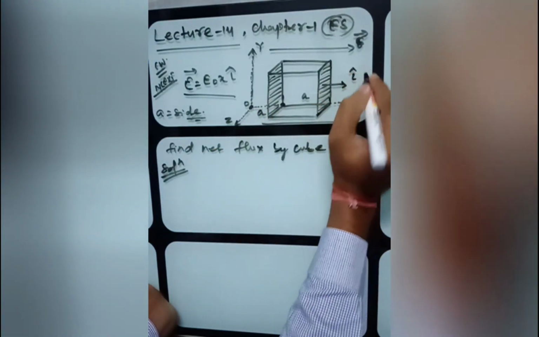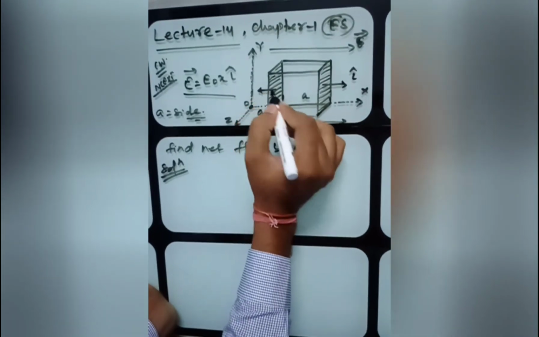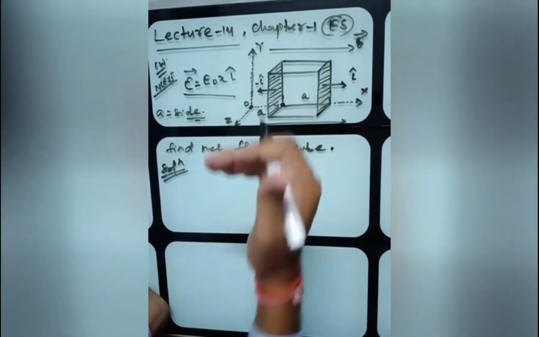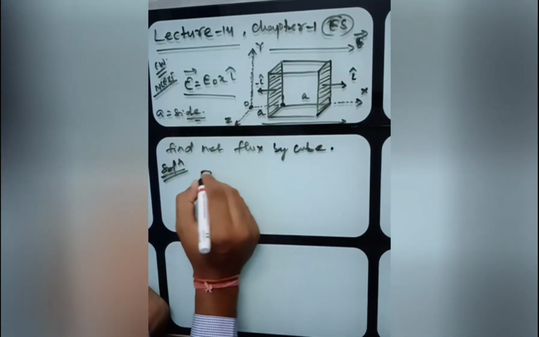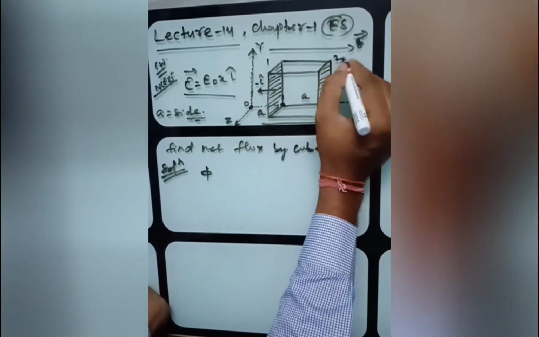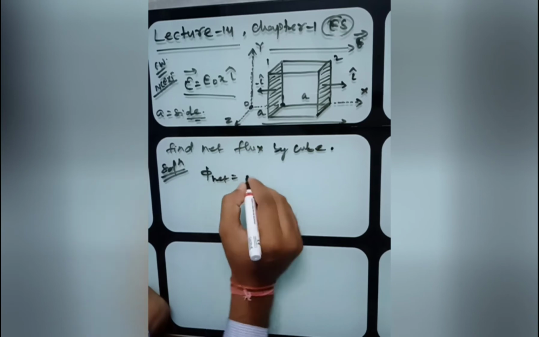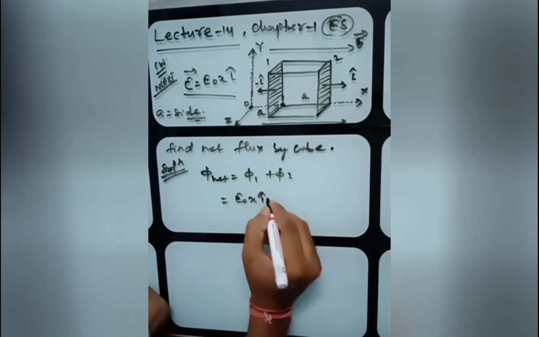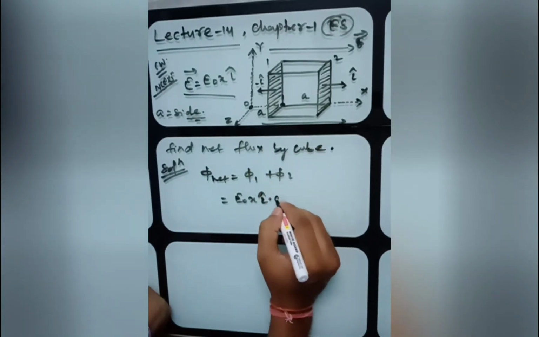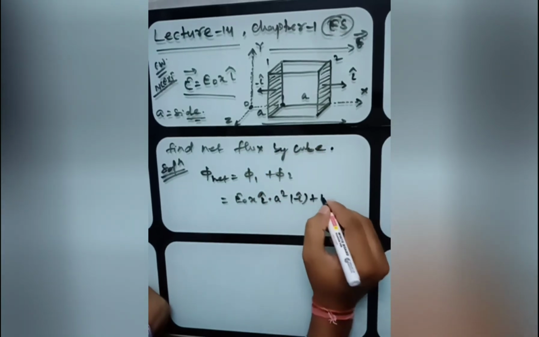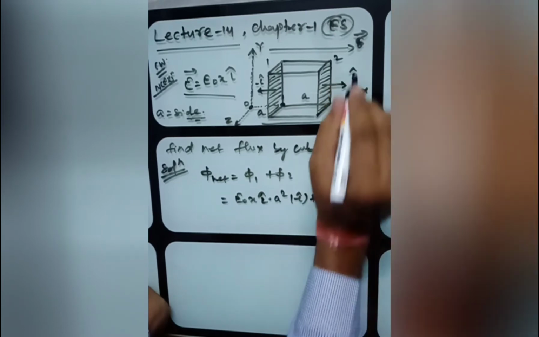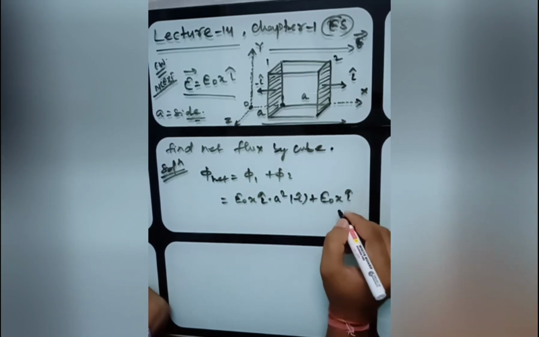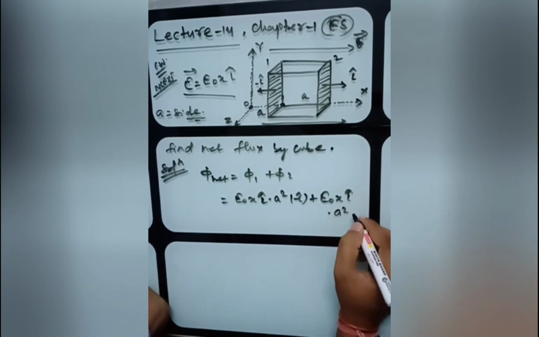Here the direction of the area vector is i cap, and here it is minus i cap. Now we'll find the flux, and for the rest of the faces, the 4 faces, the electric flux will be 0. Suppose this is surface 1 and this is surface 2. Here phi net is phi 1 plus phi 2. Here phi 1 is E naught x i dot, with area a squared, minus i, E naught x i for this one, and the area is a squared.